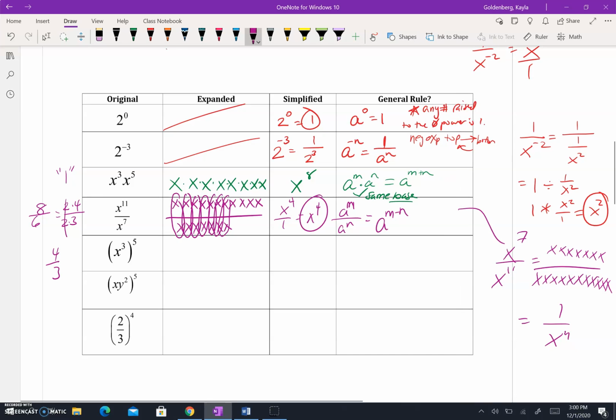Let's try another exponent property. We've got x cubed to the 5th power. If I do that to the 5th power, 1, 2, 3, 4, 5 of them. If I were to expand that even further, you can picture I would have a bunch of them, right? I would have 15 x's, because each of those have 3. So it's x to the 15th power is our simplified version. You can generally see that the 15 comes from the 3 and the 5.